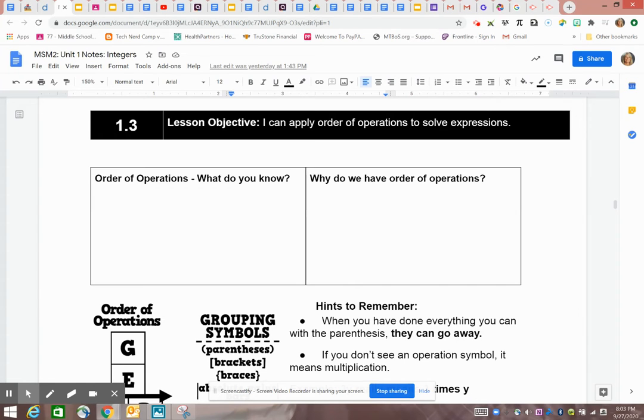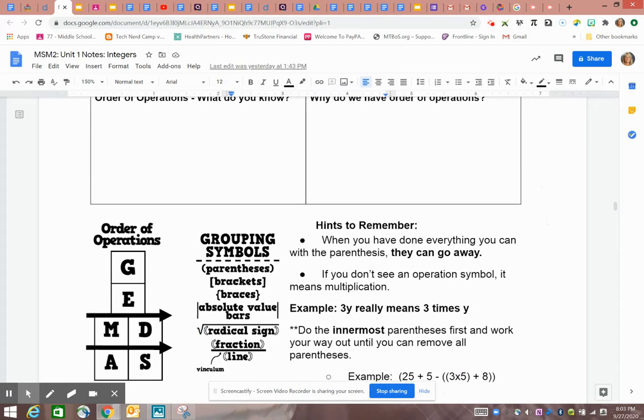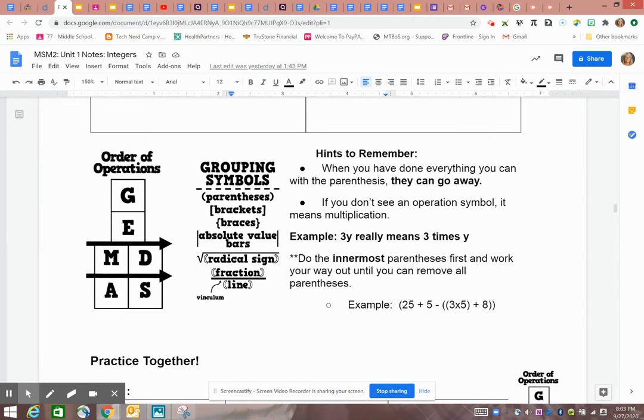Everybody, I'm going to take you through Learning Target 1.3. I can apply order of operations to solve expressions. So you might remember the order of operations and PEMDAS, which is an acronym for the order in which we solve problems. So just a couple of things here as we go through. I'm going to start with some hints.